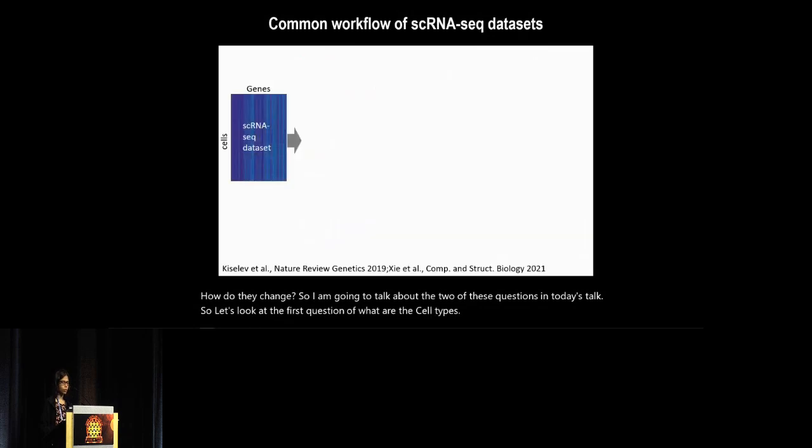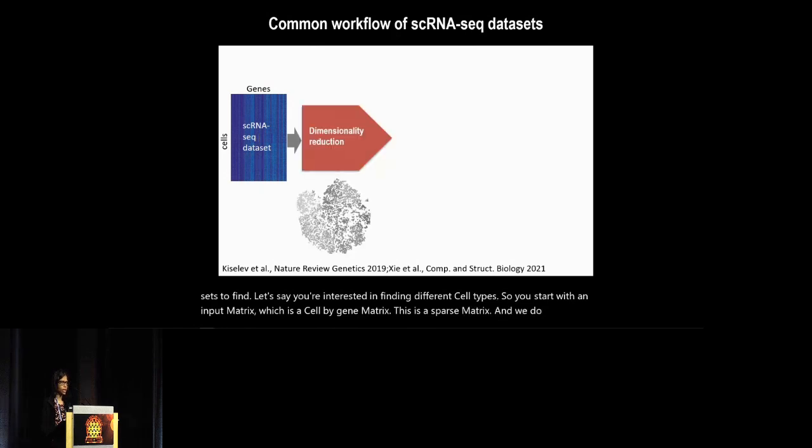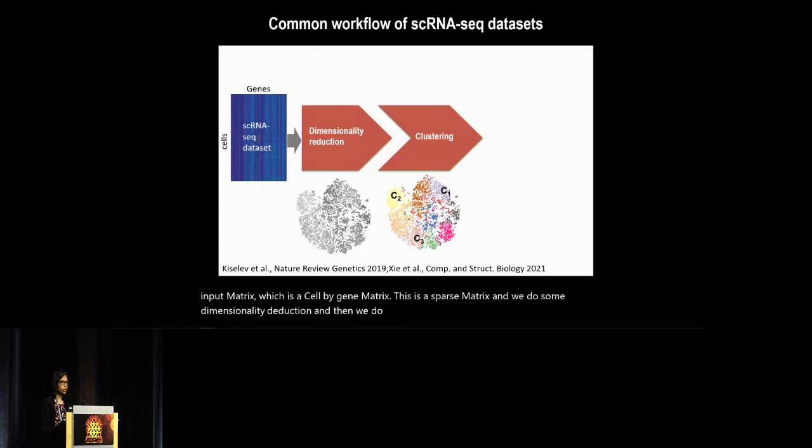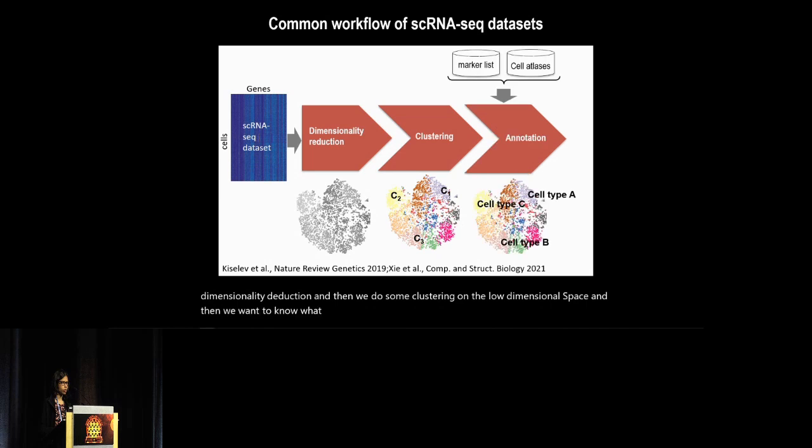So this is a very common workflow that people use towards analyzing single-cell RNA-seq data sets, let's say you're interested in finding different cell types. So you start with an input matrix, which is a cell by gene matrix. This is a sparse matrix. And we do some dimensionality reduction, and then we do some clustering on the low dimensional space, and then we want to know what these clusters are. So how do we do that? We find maybe DE genes, or we have a database, we look at markers, and we try to annotate this. So it's a very common workflow for defining cell types.